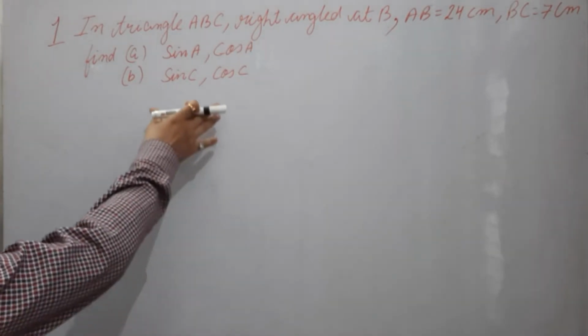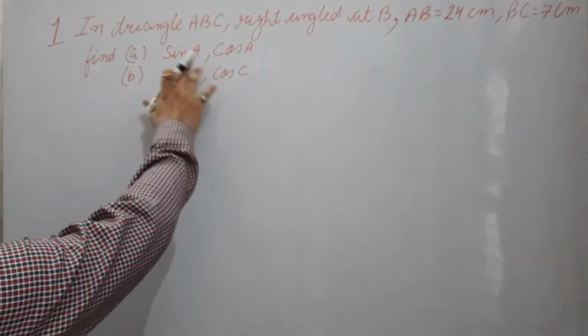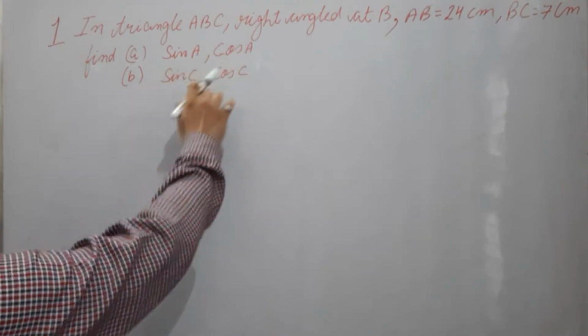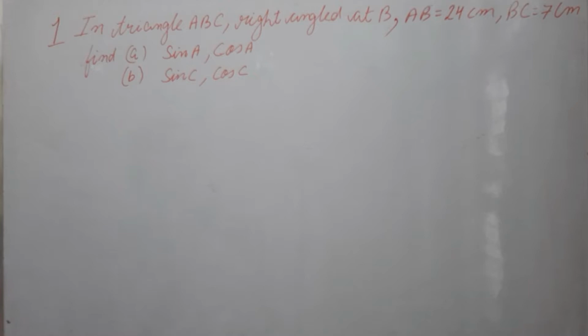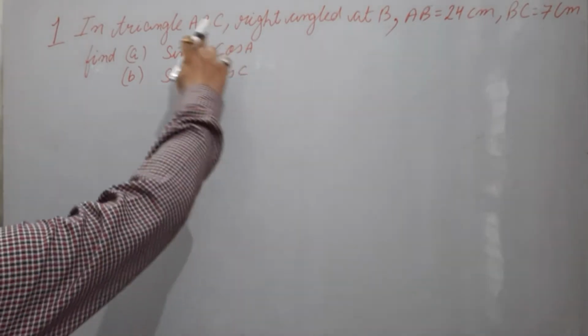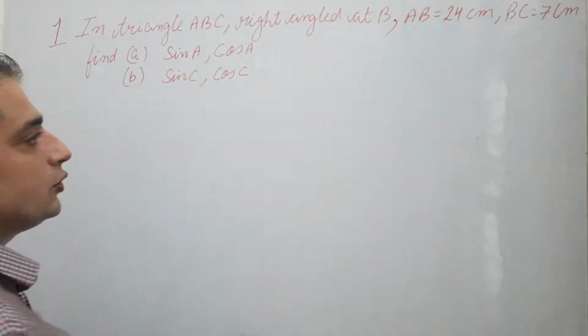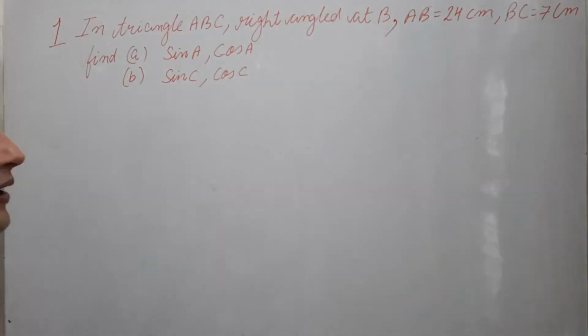So we have to find the two T ratios for angle A and angle C. Angle A and angle C are the two acute angles of the right-angled triangle ABC, and two sides of the triangle are given, right? Two sides of the triangle are given.